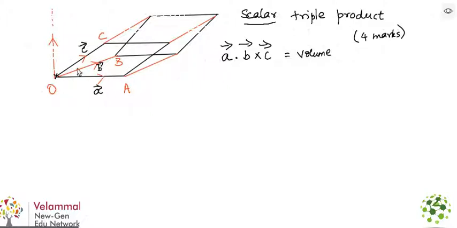Now, when A, B, C are in different planes, like A, B can be in one plane, C is in some other plane, then only a solid will be formed. Please try to understand that. When A is here, B is here, C is also here, all on the same plane, it will not form a solid. So A, B, C in different planes, then only a solid will be formed.